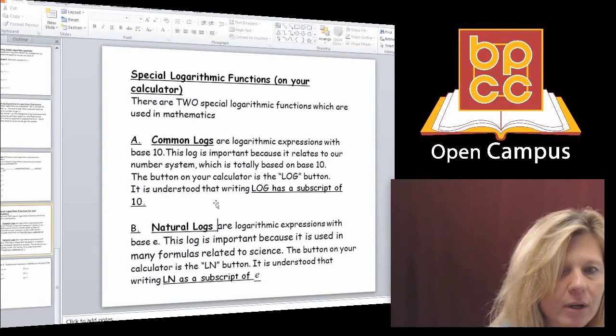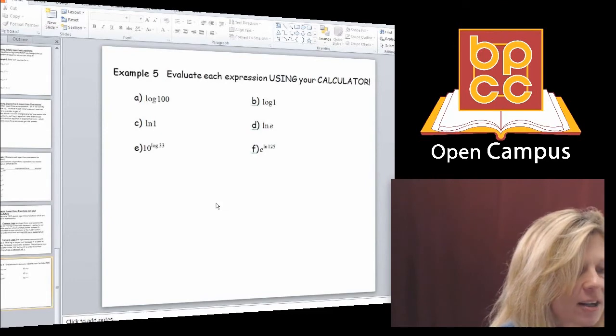So let's go to the whiteboard, because we have 6 examples here. Let's get our calculators out.